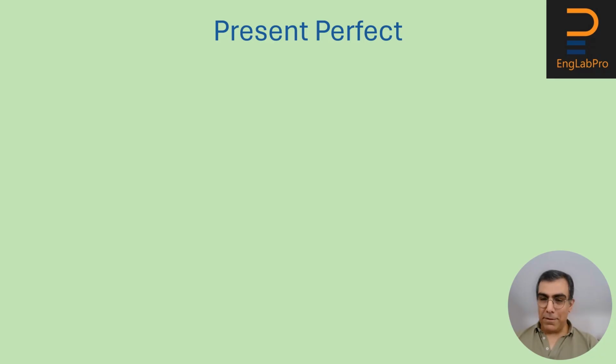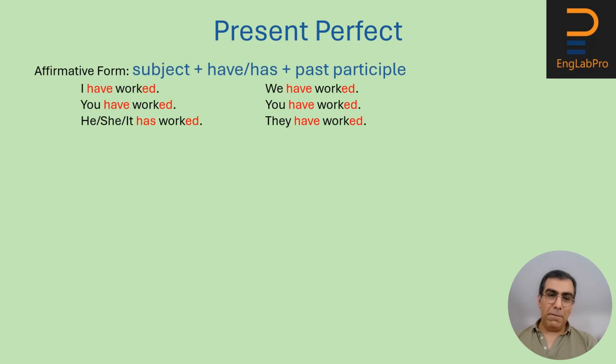Let's see how present perfect is formed. Well, in the affirmative form, I mean the positive form, we have the subject plus have or has. Has is used for he or she or it. And then we have the past participle. I have worked, you have worked, he, she, it has worked. We have worked, you have worked, they have worked.